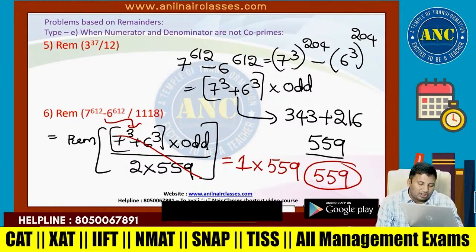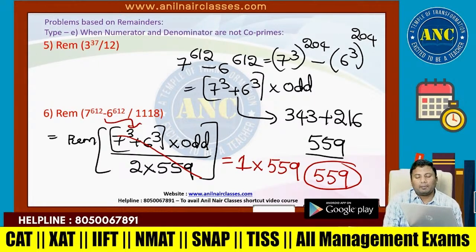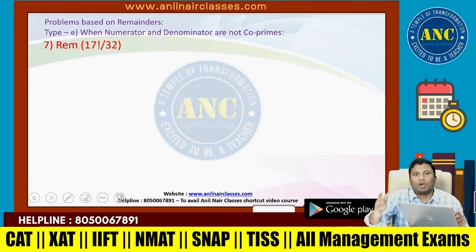This and this are cancelled. Odd number divided by 2: any odd number divided by 2, the remainder will be 1. 7 divided by 2, remainder 1. 13 divided by 2, remainder 1. I hope it is clear. Next. Answer is 559. After this, you don't need to refer to any book on remainders.